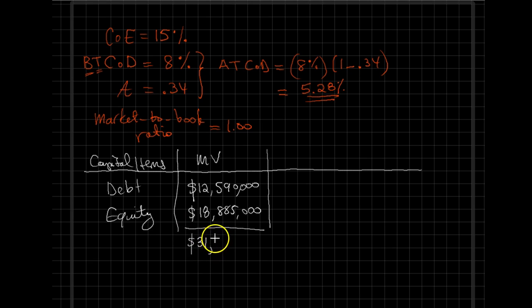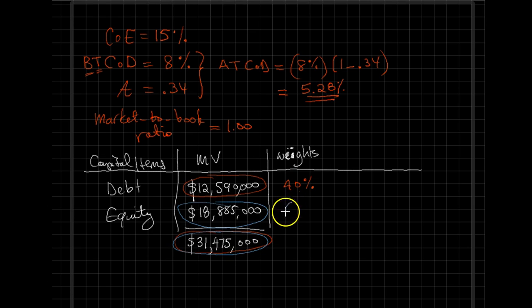Now we will make use of these figures. Total liabilities and equity for that firm is $31,475,000. And now it's time to calculate the capital weights. To calculate the weight of debt, I simply divide debt by total capital, and this should come out as roughly 40%. You do the same thing for equity: you divide equity by total capital, and you should get 60% as your weight of equity.